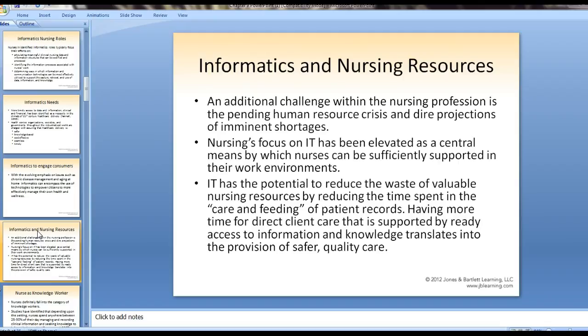IT has the potential to reduce the waste of valuable nursing resources by reducing the time spent in the care and feeding of patient records, having more time for direct client care and less paperwork. Of course, workarounds don't help that, and so informatics looks at those things.